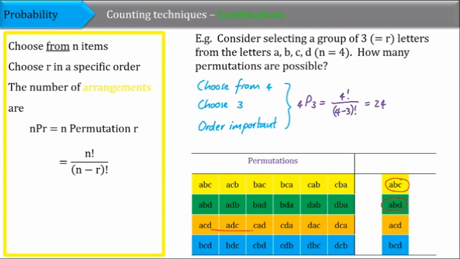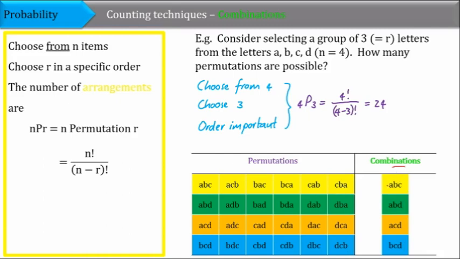Here, all of these 6 have the same digits, so that's one group. All of these 6 have the same digits, so that's another group, and all of these 6 have the same digits, so that's another group. So out of the 24, we only have 4 groups.